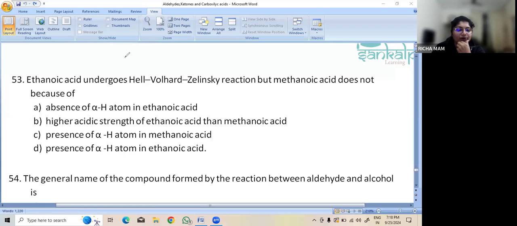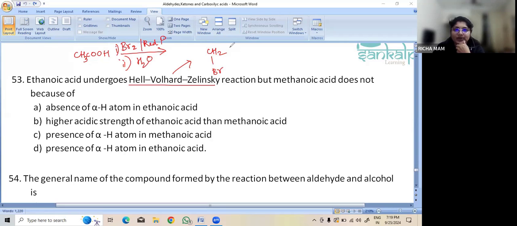What is the Hell-Volhard-Zelinsky reaction? It is used for carboxylic acids. If I take acetic acid, the reagent used is bromine in the presence of red phosphorus, and it further undergoes hydrolysis. So what do I get? At the alpha position, one of the alpha hydrogens will be replaced by Br. So this is the Hell-Volhard-Zelinsky reaction.